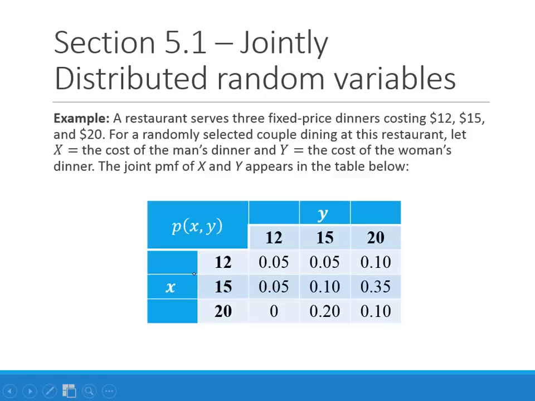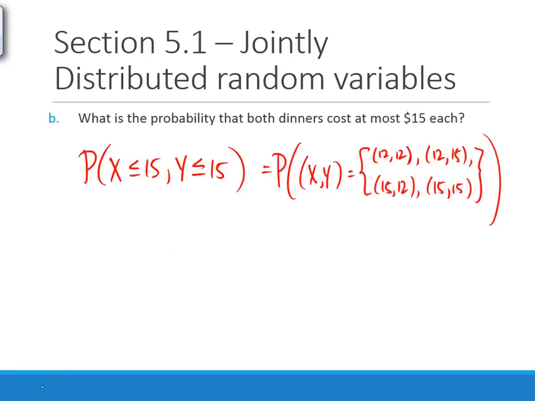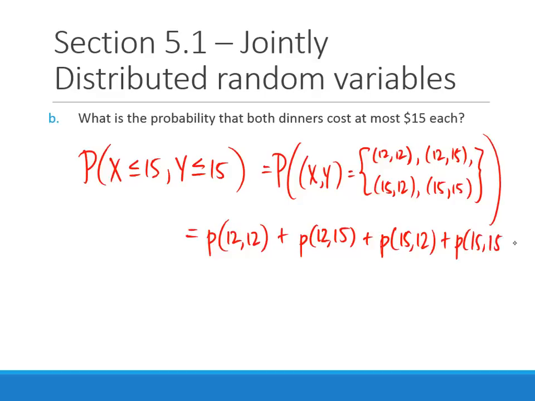What part of the table do I want to add up here? I just want to add up all the probabilities that X and Y together are less than or equal to 15. So again, being very formal with notation, this is just the probability mass function of 12, 12. So I want to add up these four probabilities, which is 0.05, 0.05. And if I add all those up, I have 0.25. So the probability that both dinners are at most $15 is just 25%.